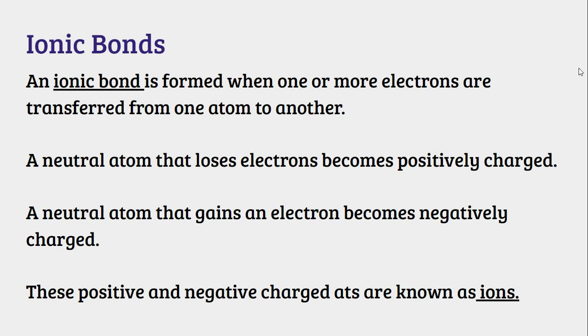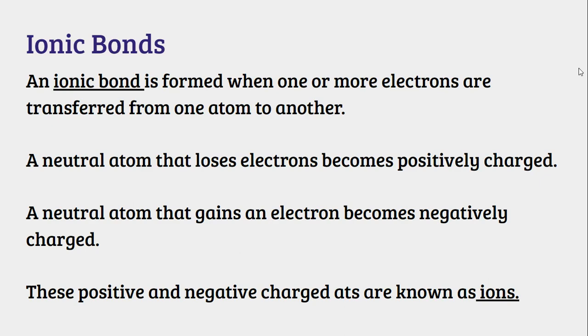Now, what about when two elements bond ionically? This is when one or more electrons are transferred from one atom to another. So a neutral atom, which has the same number of protons versus electrons, will actually lose an electron and become positively charged, while another neutral atom will gain an electron and become negatively charged. When we see that happen, a neutral atom that loses the electron and becomes positive is called a cation, while an atom that gains an electron and becomes negative becomes an anion.